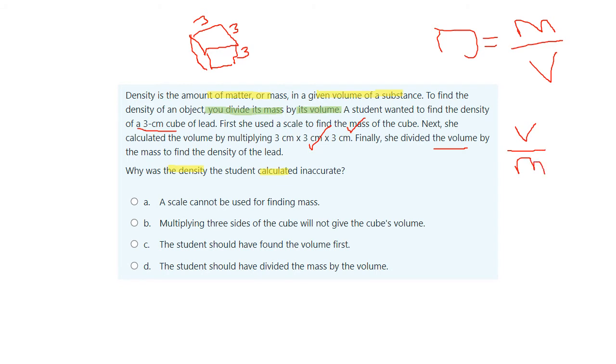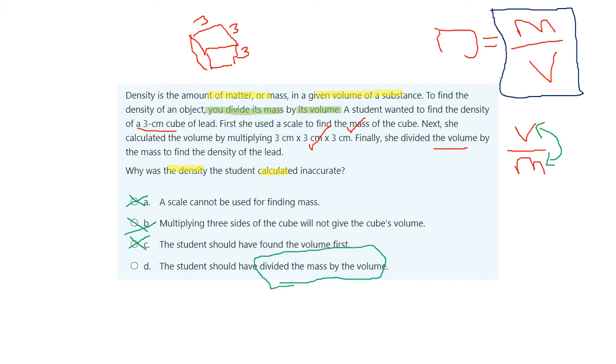We are told that we need to divide the mass by the volume, but the student made a mistake. The student switched the volume and the mass around, so the result is not accurate. The scale can be used to find the mass, so A is not correct. Multiplying the 3 sides of the cube does give the volume, so B is not correct. The student should have found the volume first? Well, it doesn't matter. You get the volume, you get the mass, and then you perform the calculation. The correct answer is that it should be divide the mass by the volume, not divide the volume by the mass. So D is correct.